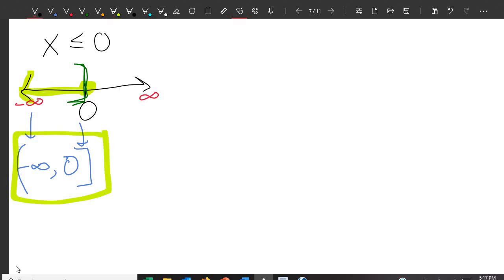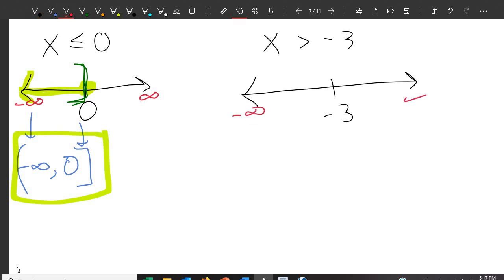Alright, let's say I had x was greater than negative 3. Draw my number line, mark off negative 3. Label the infinity symbols, negative infinity, positive infinity. Greater than shades to the right. So we're going to shade to the right. Now this is just a greater than symbol, so this would have the open circle. But now our open circles are represented by parentheses.